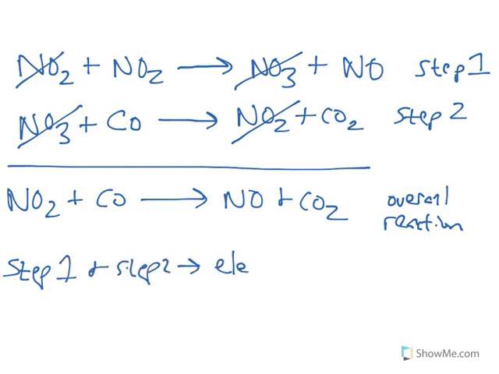Step 1 and step 2 are called elementary reactions. They are steps that take place in the overall reaction. So when you add up all the elementary reactions, you end up getting something called the overall reaction, and accounting for each of the elementary reactions shows you what we call the reaction mechanism. So let's come up with some terms that we see in reaction mechanisms.